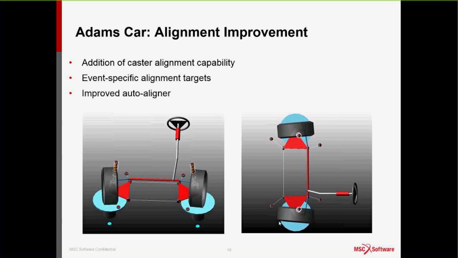So you don't have to go into the standard interface or set up the alignment and then run an event, then change the alignment, then run another event. If you want to have a different alignment, now you can just directly from the alignment dialog say, I want event-specific alignment in this case.